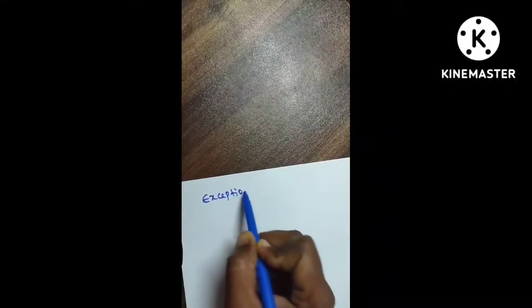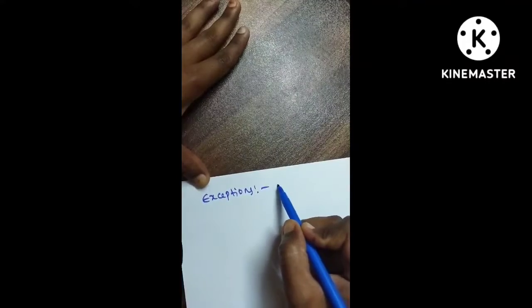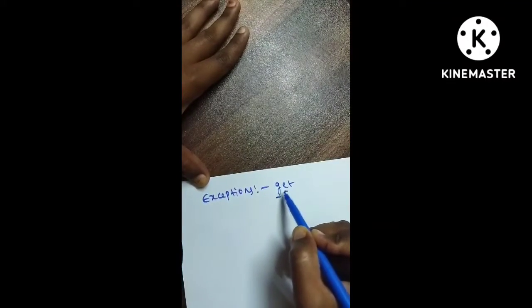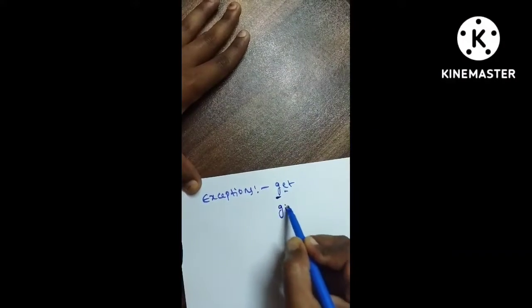But some exceptions are there. Let us see those. According to our rule, if I, E, or Y is there after G, then it's supposed to make the sound Ja. But here it's making the sound G. Get.